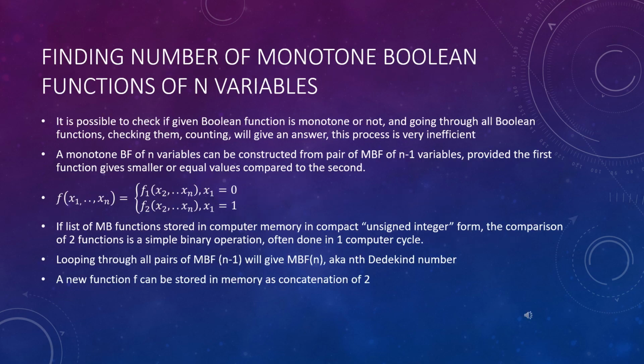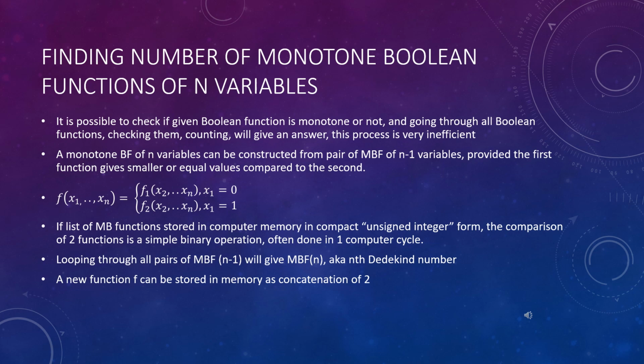Finding the number of monotone Boolean functions of n variables. It is possible to check if a given Boolean function is monotone or not, and looping through all Boolean functions, checking them, counting, will give the answer how many of them. This process is very inefficient.